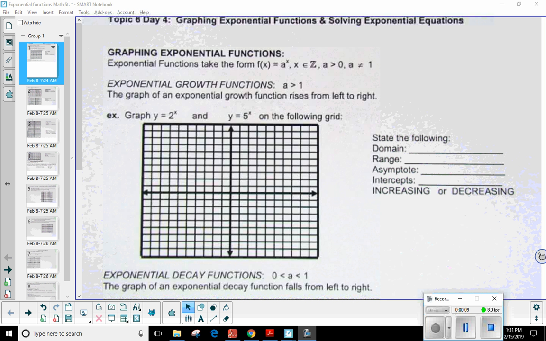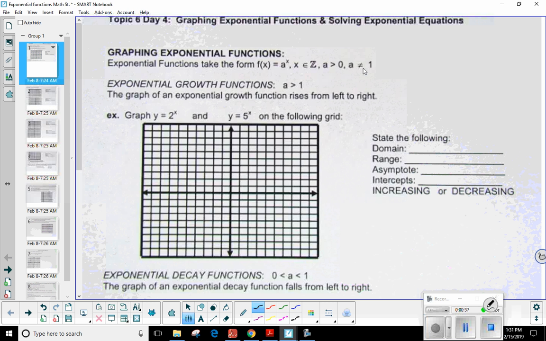So let's see here. Graphing exponential functions. Exponential functions take the form f of x equals a to the x, where x belongs to, what does Z represent again? All integers. Okay, is anybody okay with what group that classifies? Your positive counting numbers, their opposites, and 0. Where a has got to be positive, and also a can't equal 1.